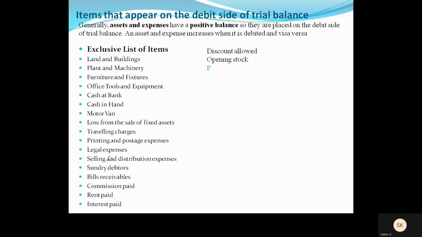opening stock, purchases, prepaid expenses. If any prepaid expenses are there, like prepaid salaries or prepaid rent, prepaid commission, like that, if anything is seen, that also comes under the debit column of the trial balance. So advertisement expenses, any bad debts, wages and salaries, bank charges. All these are the items that are related with the debit column of the trial balance.